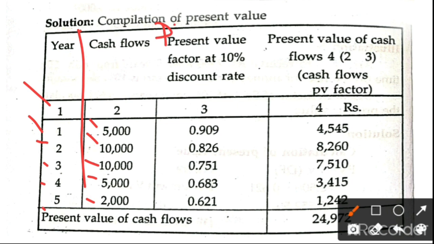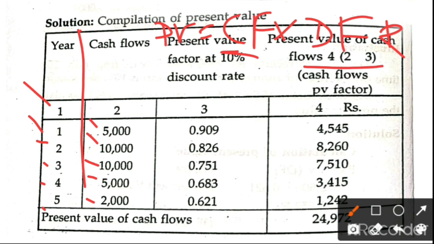So present value is equal to cash flows times the discounting factor rate. We have cash flows for each year, but we don't have a discounting factor. So first we are going to find the discounting factor. So this is the discounting factor, and I will tell you how it will come.